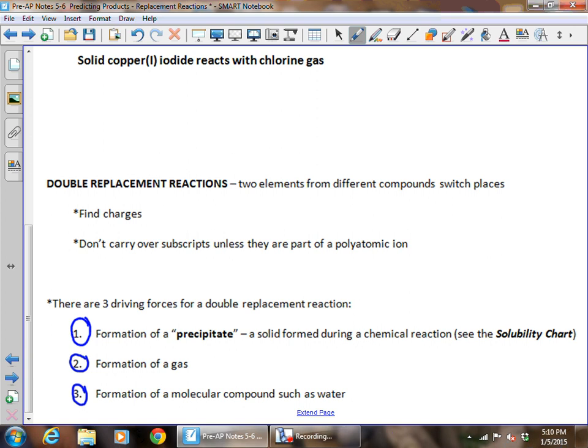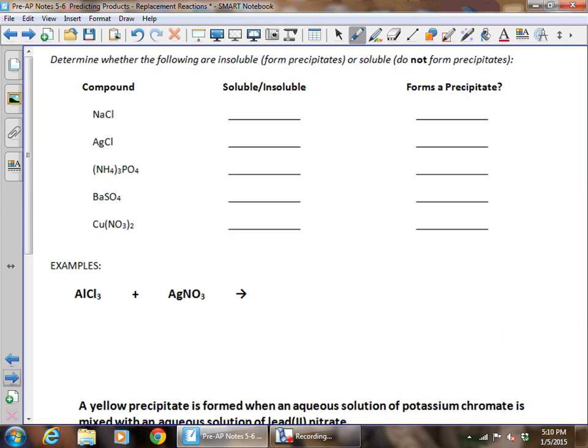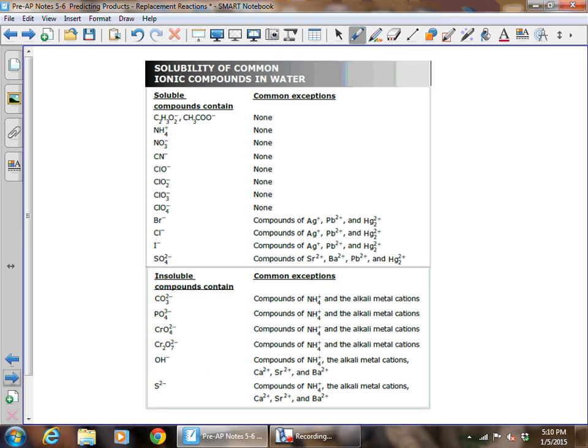So let's look at our compounds now in terms of whether they would form a precipitate if they were produced in a chemical reaction. Now, in order to tell this, we're going to need a solubility chart. And the solubility chart that you're going to be given is going to look like this.